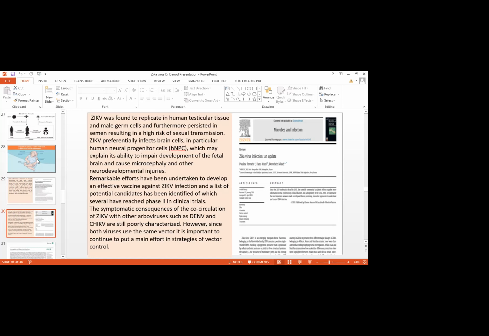Remarkable efforts have been undertaken to develop an effective vaccine against Zika virus, and a list of potential candidates have been identified, of which several have reached phase 2 in clinical trials. Symptomatic consequences of co-circulation of Zika virus with other arboviruses such as dengue virus and chikungunya virus are still poorly characterized. However, since these viruses use the same vector, it is important to continue the main effort in the use of vector control, that is, the mosquito.